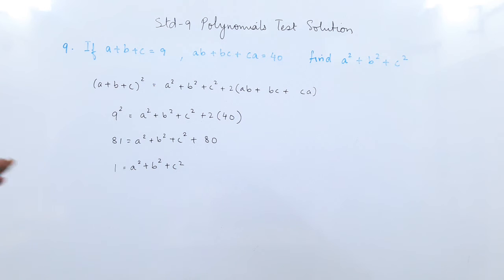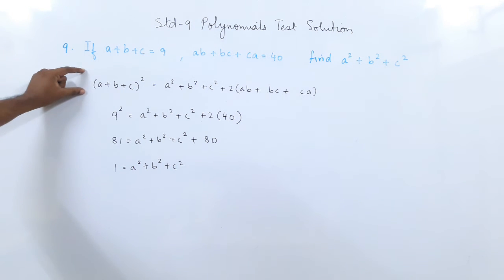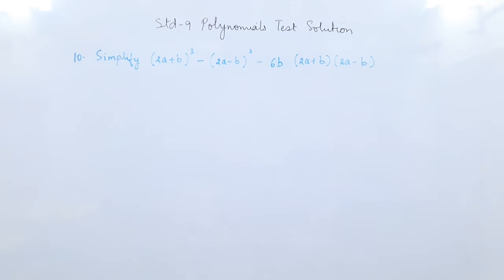So do not go by the marks of the sum. Remember these identities: which identity to use and how to use them. If you remember that, you will get the answers very easily. Okay, so practice these sums as much as you can. And now we approach the 10th sum.